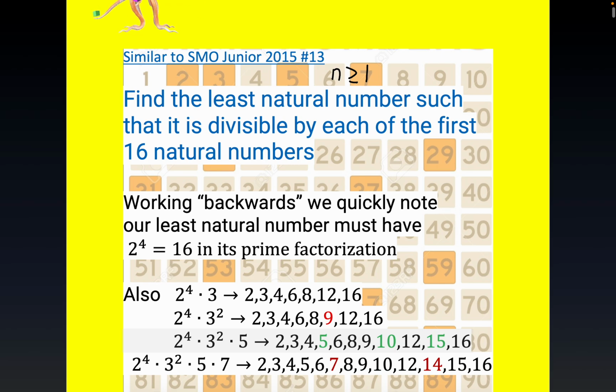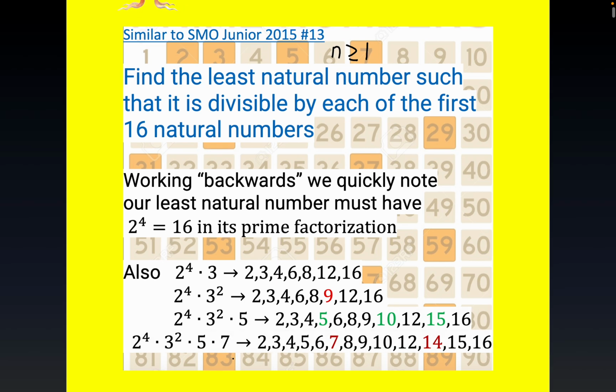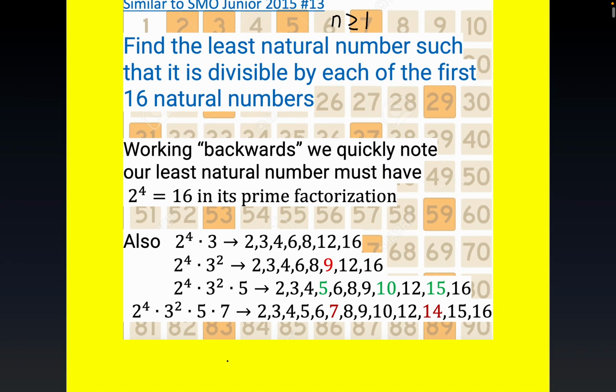Now we notice 7 missing from this list along with 14, and so you add 7. It's very straightforward, albeit tedious. Now, so what are we missing here, folks? We're missing 11 and 13. So we need to include those numbers here.